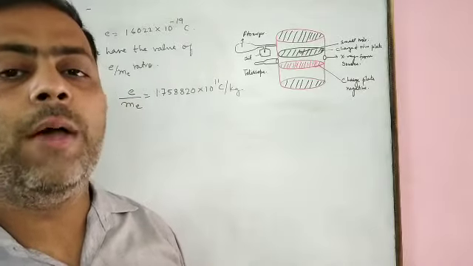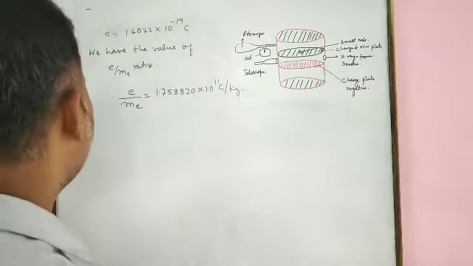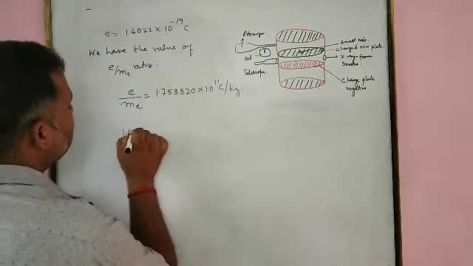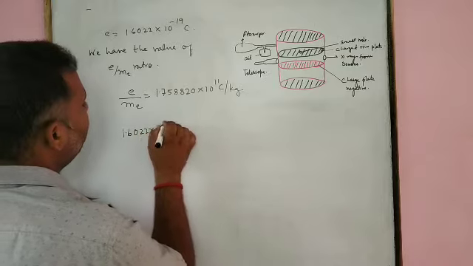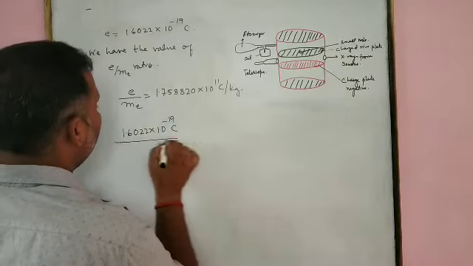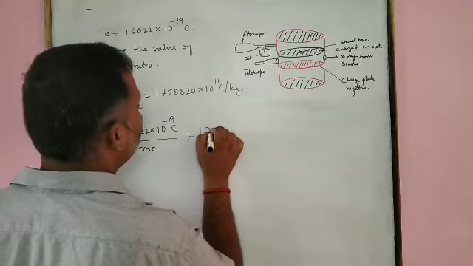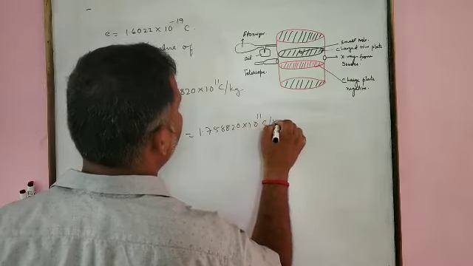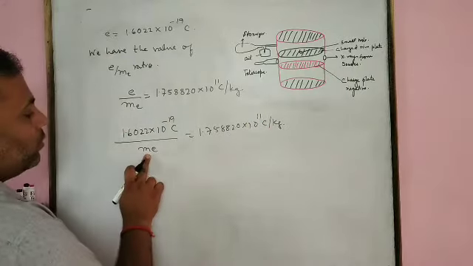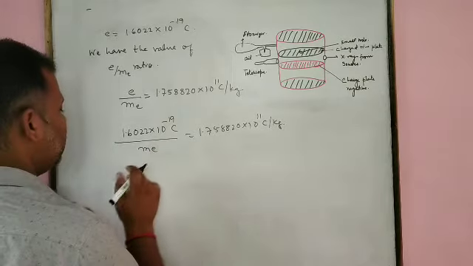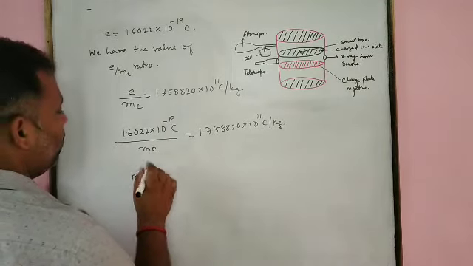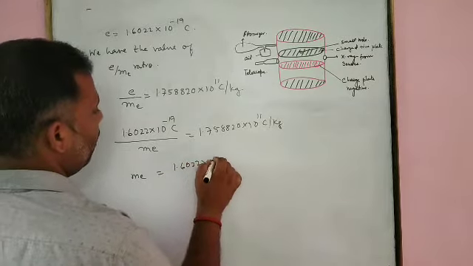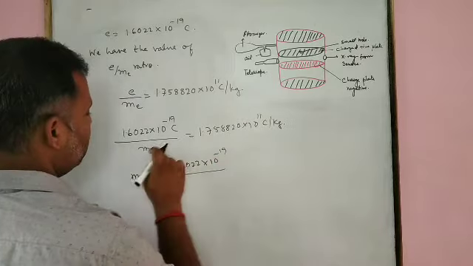It means we have the charge on the electron. We have the charge on the electron e, that is 1.6022 × 10^-19 coulomb, divided by m_e equals 1.758820 × 10^11 coulomb per kg. We want to know the mass of the electron. We will just move it here and get it here. So m_e is equal to 1.6022 × 10^-19. This goes here, this goes here.